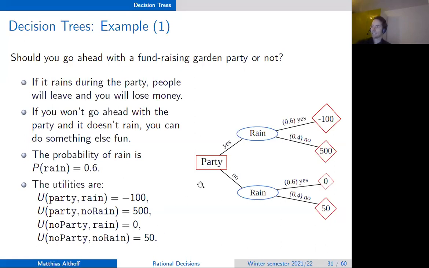So now if you look at this decision tree, even if you don't study computer science or have no clue about artificial intelligence, you can tell me whether you should let the party happen or not. So how would you compute that? I mean, it's basically just high school mathematics you need here. Or maybe somebody can write in the chat: what is the utility if we choose to have the party? How do we compute the utility?